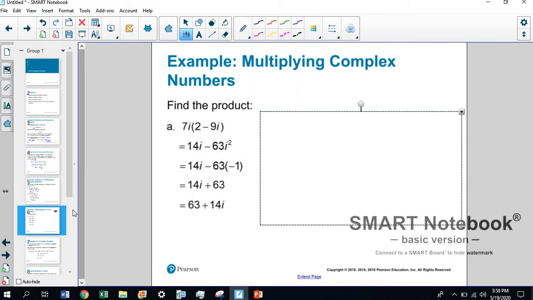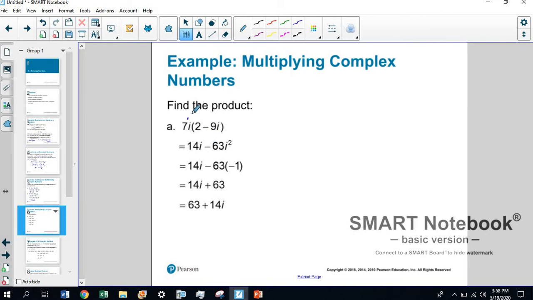Multiplying is not much different. If you want to multiply a complex number times a single monomial, we distribute. 7i times 2 is 14i. 7i times 9i with a negative is -63i squared. But remember that i squared is -1. And so anywhere we see an i squared, we substitute in a -1, and then we do order of operations. Multiplication comes before addition. So 63 times -1 is plus 63. The two negatives make a positive. And then we write it in standard form, which is the real part first and the imaginary part second. Okay?